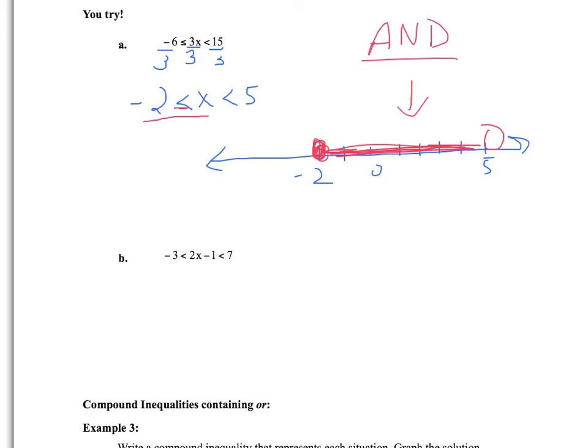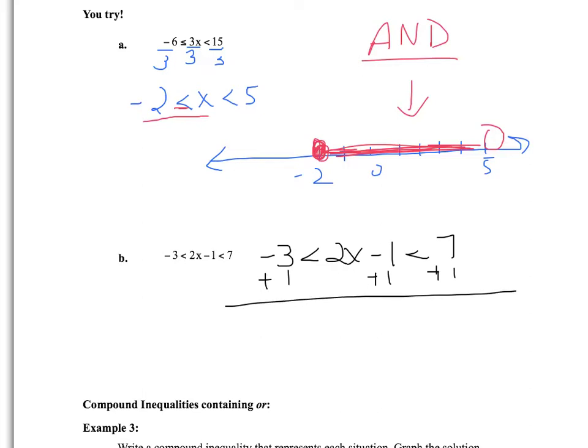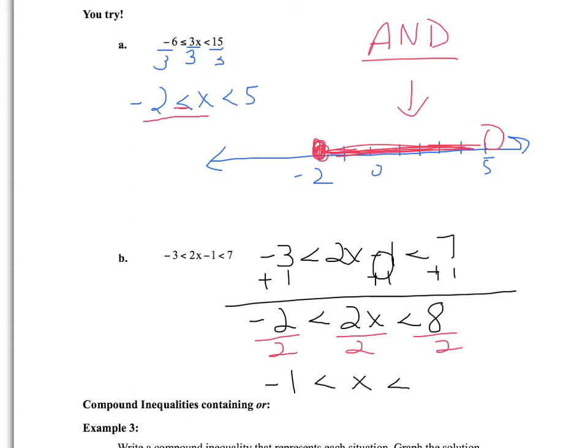Okay, the next one. For everything here, I'm going to first add 1. I'm going to rewrite this to make it a little bit bigger. If I add 1 to every side, because I want to balance everything, it becomes negative 2, which is less than 2x, which is less than 8. Next step, to get x alone, divide by 2, so I'm going to do it everywhere. Now I have negative 1 is less than x, which is less than 4.